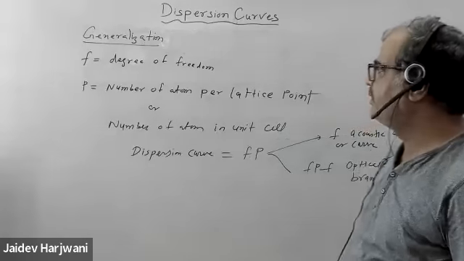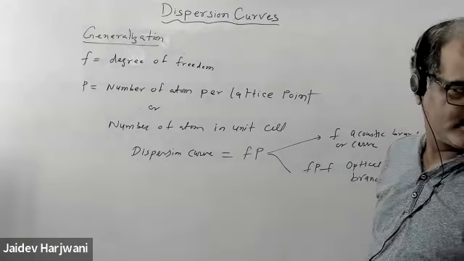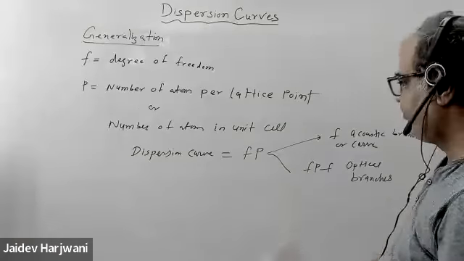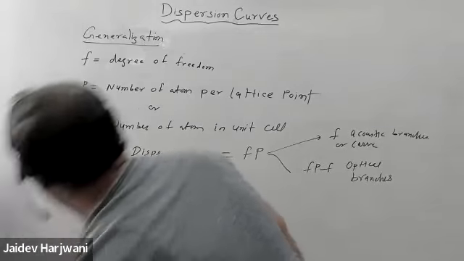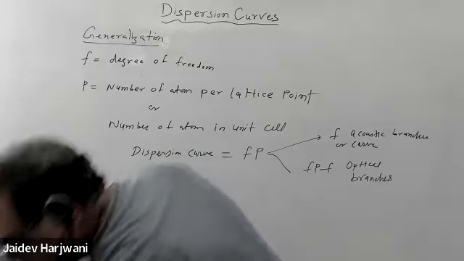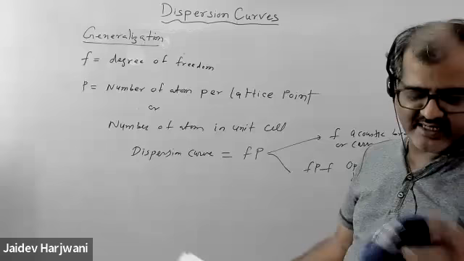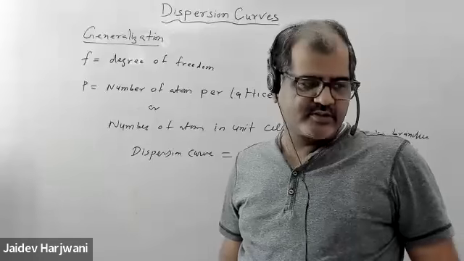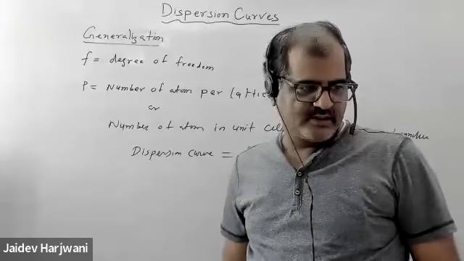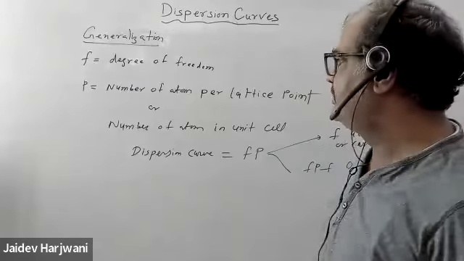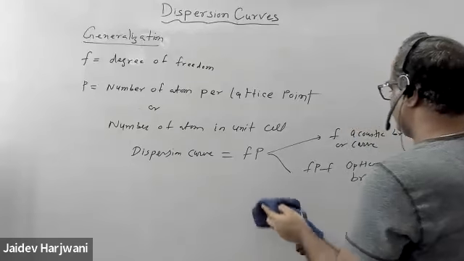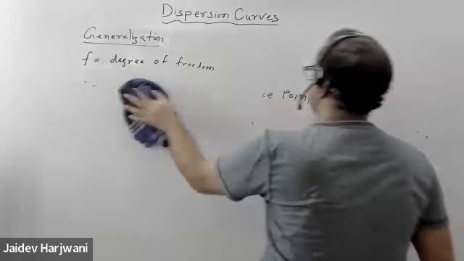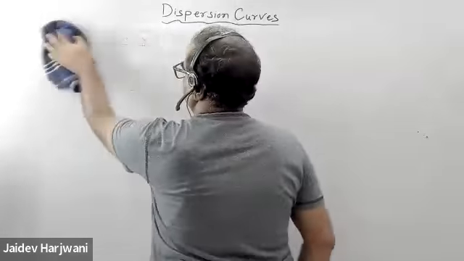Suppose f equals 1. Sir, what does degree of freedom mean? Degree of freedom is like this: in 1D the degree of freedom is 1, in 2D it is 2, in 3D it is 3. So the dimension, 1D, 2D, 3D, that is the degree of freedom here.